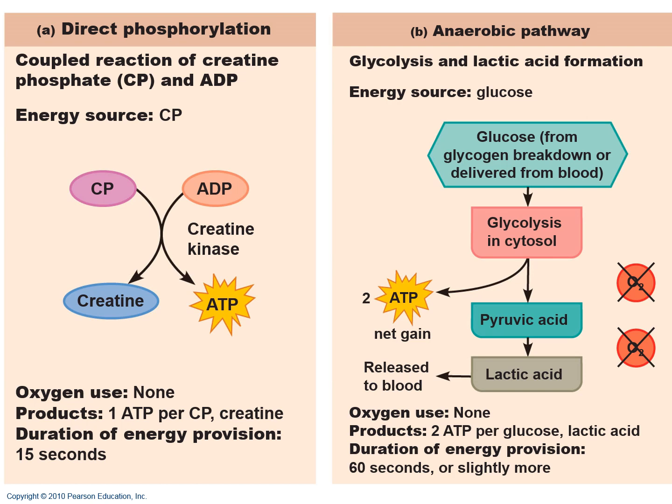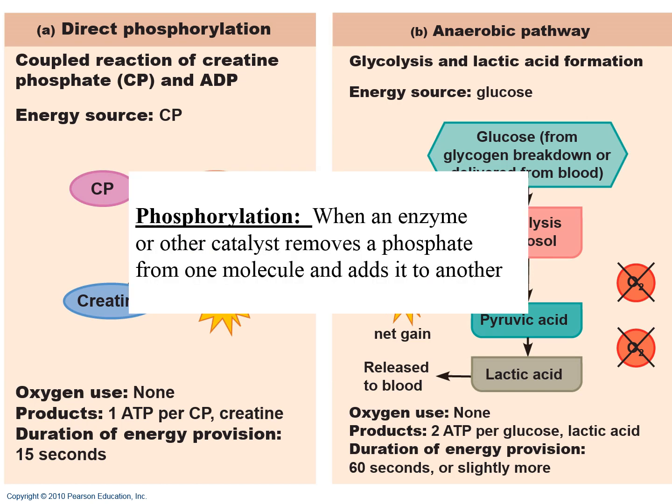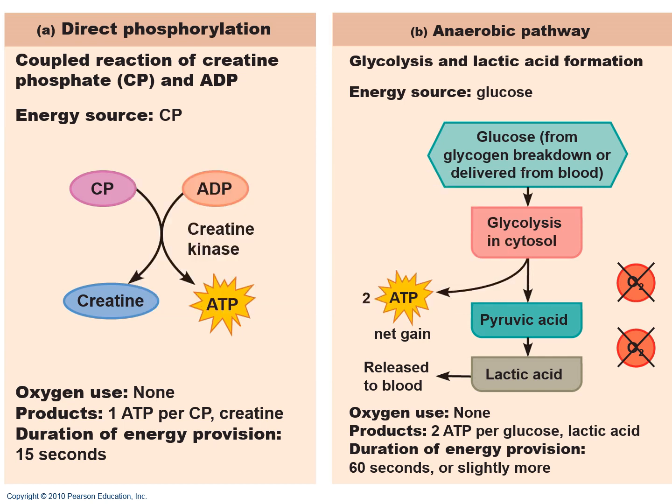Initially, ATP is made using direct phosphorylation. Phosphorylation occurs when an enzyme or some other catalyst removes a phosphate from one molecule and adds it to another. In a muscle cell, the enzyme is called creatine kinase. Creatine kinase binds another molecule called creatine phosphate and removes the phosphate from it, producing creatine as a waste product.